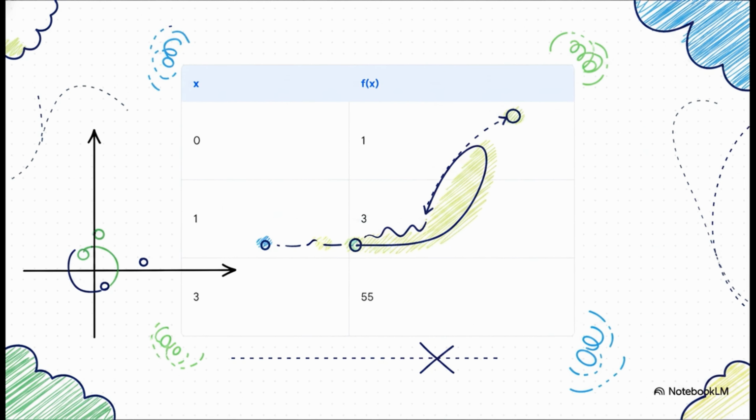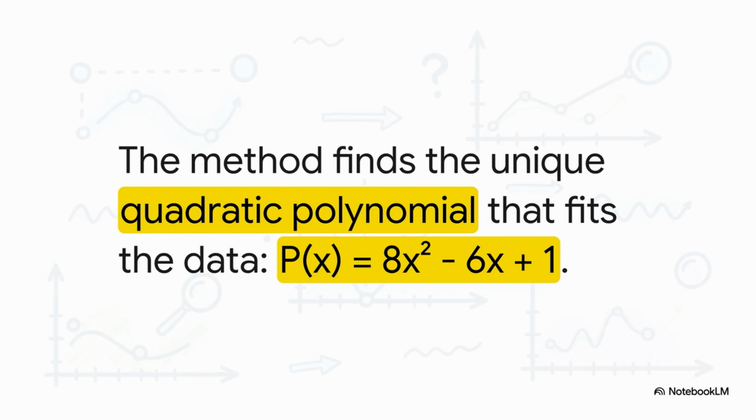At x equals 0, our value is 1. At 1, it's 3, but then at 3, it jumps all the way up to 55. Whoa. A straight line is definitely not going to work here. We're going to need something with a little more curve. So we run the exact same Lagrange recipe, just with 3 points this time instead of 2. The math's a little heavier, but the principle is exactly the same.